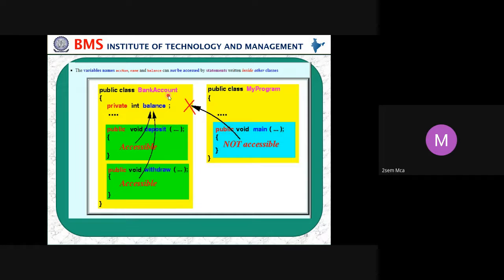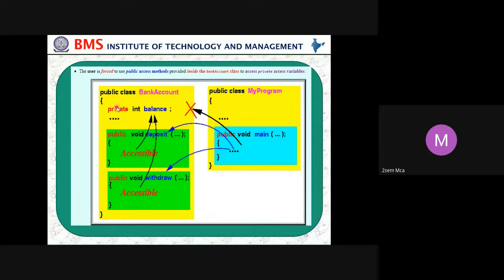In the same way, if these are private and I want to access them in the main method, I cannot access the balance, it is not accessible because it is private. Because it is private and we cannot access it, it becomes very difficult for banking applications to do the transaction. So the user is forced to use a public access method provided inside the bank account class to access the private access variable.